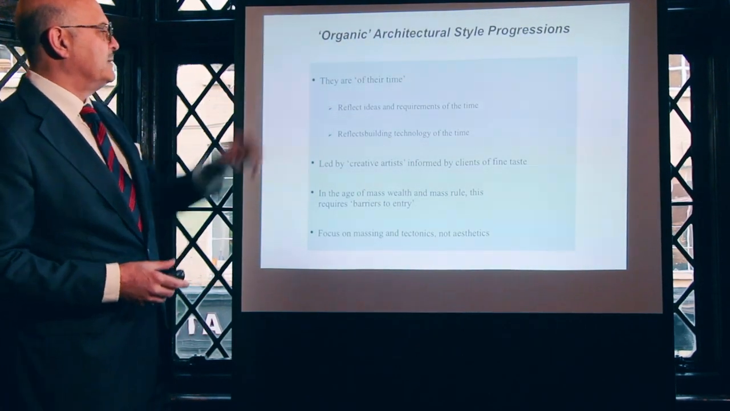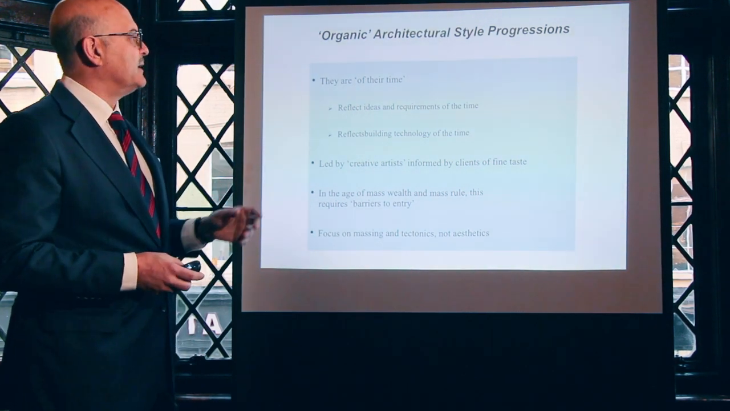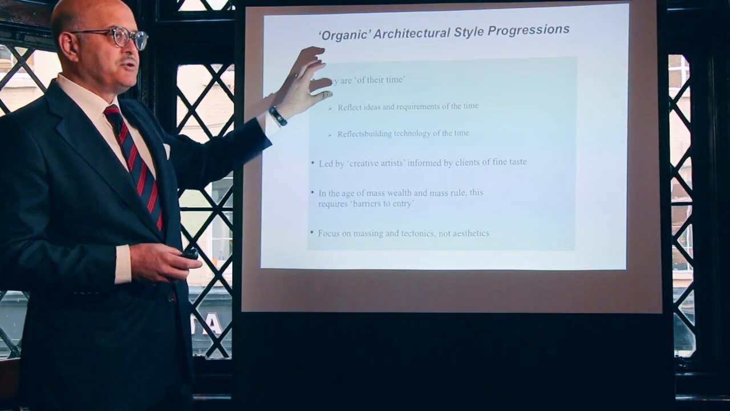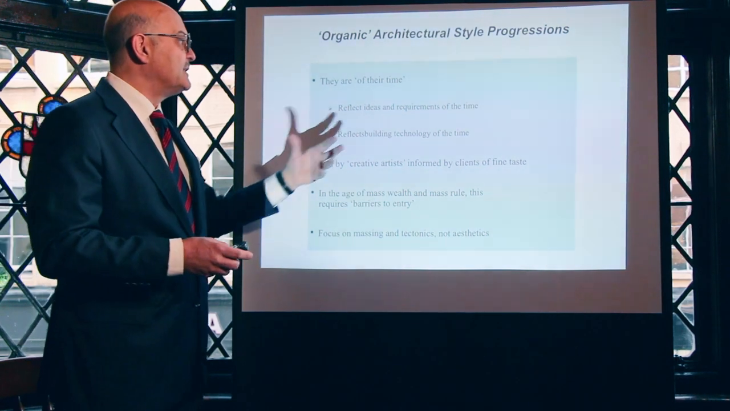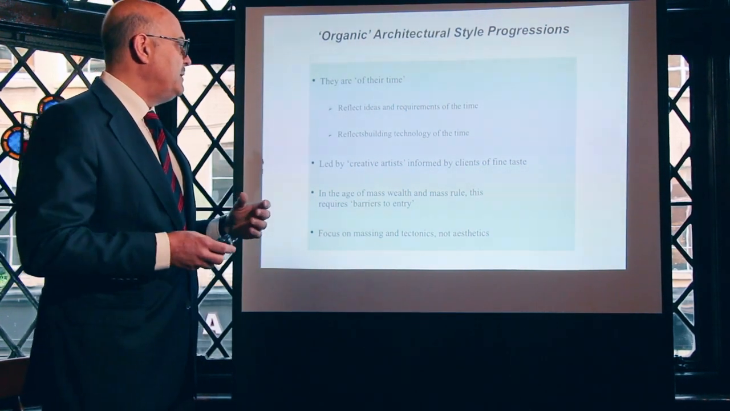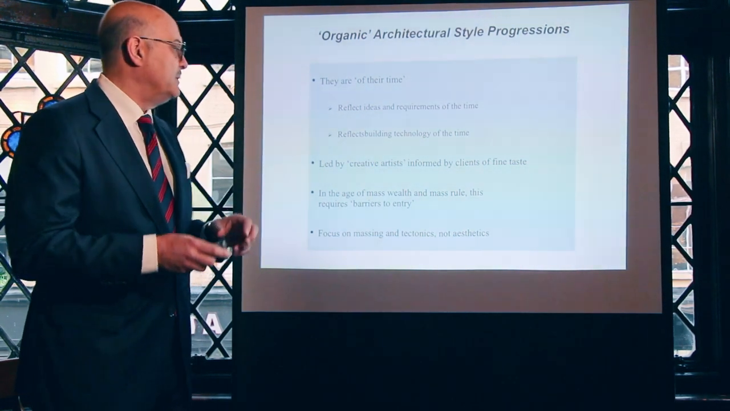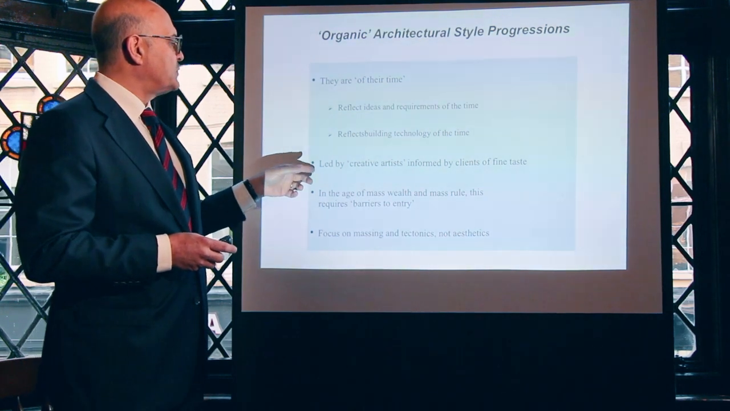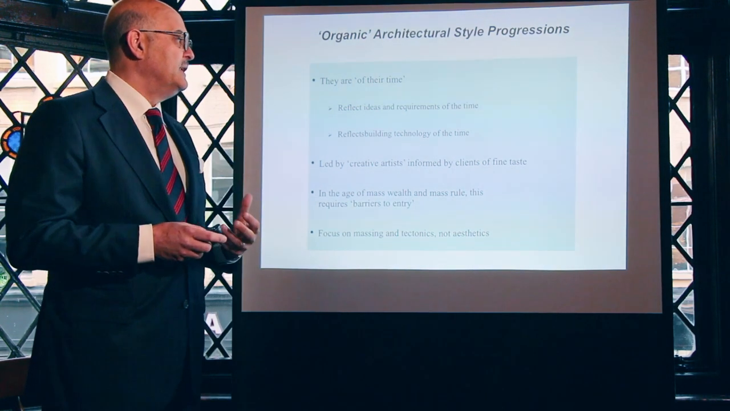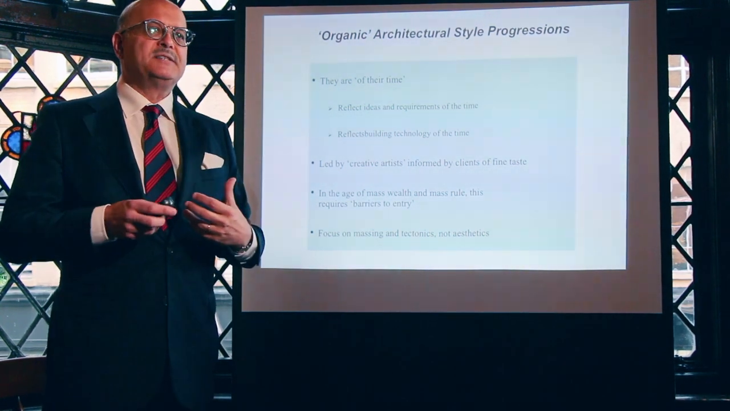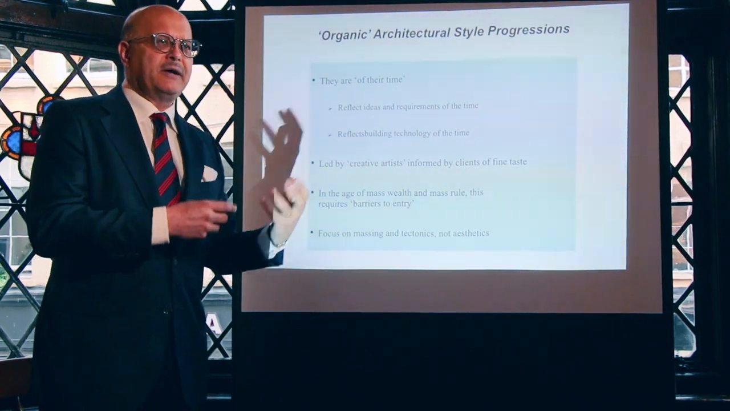What do they mean by organic style progression? That's a term that was used as early as the 1890s, 1900s. The idea that it's architecture of its time, which means architecture that reflects very clearly the new ideas and the requirements of that time, whatever those may be, and also architecture that reflects the building technology of that time. It also needs to be led by talented, genius-like creative artists, and they need to work for clients that have good taste in the Kantian sense of the term, that they've been raised to understand finer things.